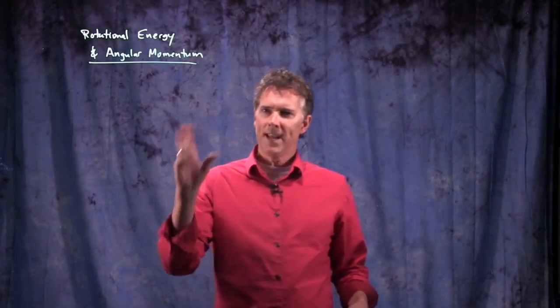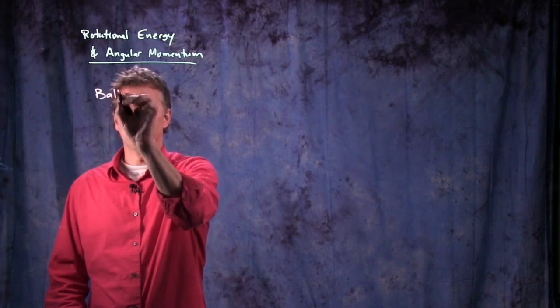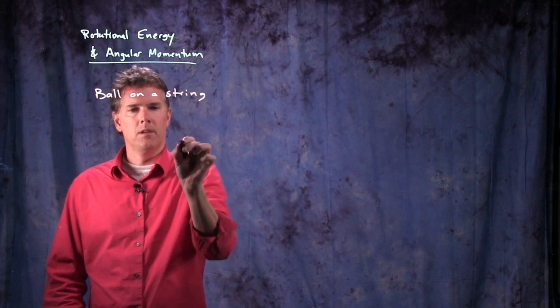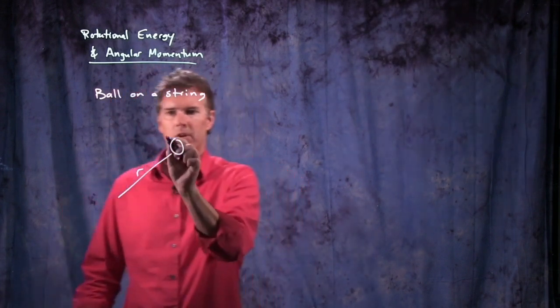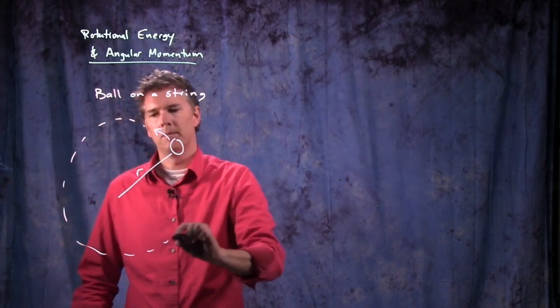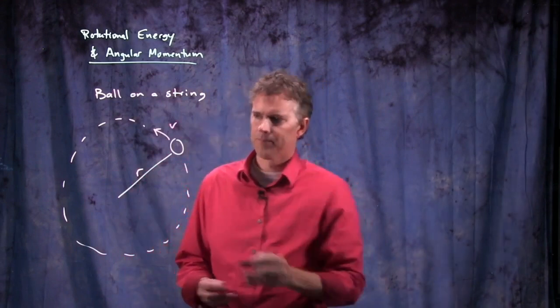Let's talk a little bit about rotational energy and how it applies to angular momentum. And again, let's go back to the ball on the string problem. So the ball on the string looks like this. We're spinning around at some radius r. We're heading around like this. It goes in a circle. And we're moving at some particular v.